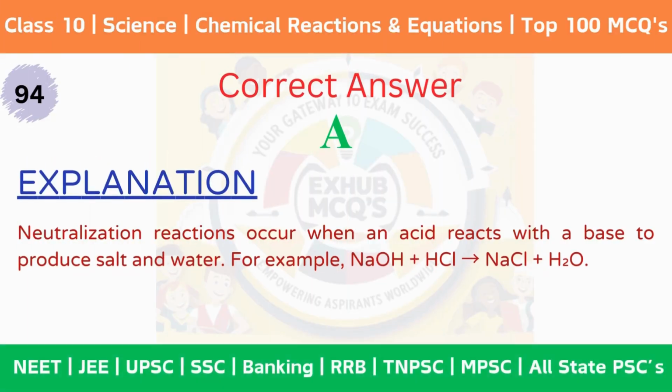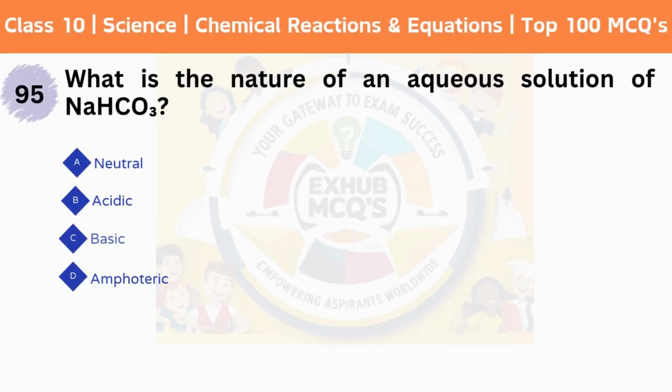The correct answer is option A, sodium hydroxide reacting with hydrochloric acid to form water and salt. Explanation. Neutralization reactions occur when an acid reacts with a base to produce salt and water, as in sodium hydroxide reacting with hydrochloric acid.